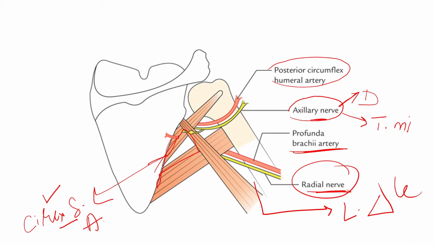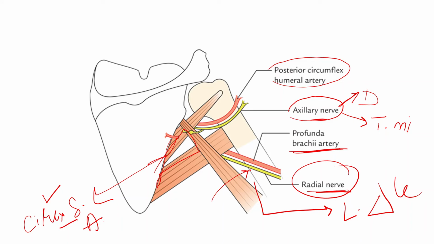So the nerve accompanied by the profunda brachii artery is seen entering into this space, where it spirals or winds around the spiral groove or the radial groove of the humerus to enter the posterior compartment of the arm and supply the structures over there. So this is about the contents of the spaces around the scapula.